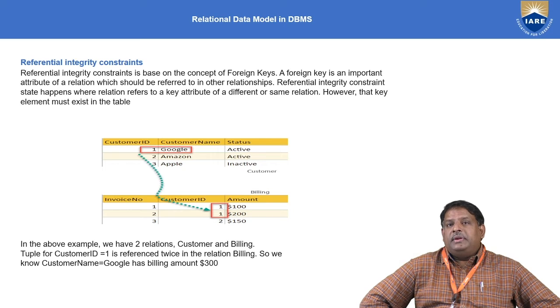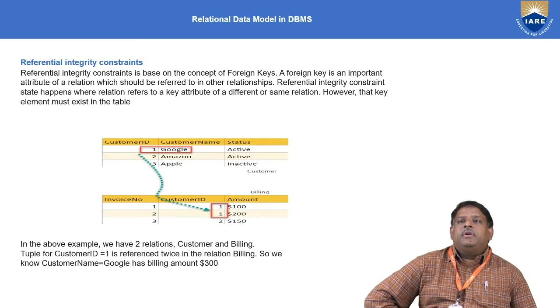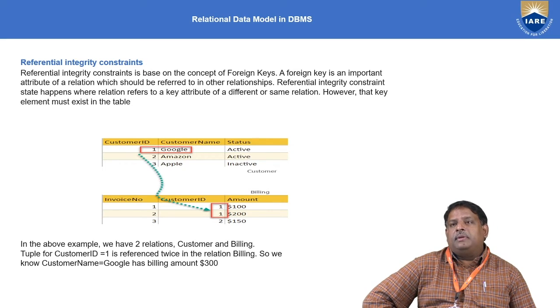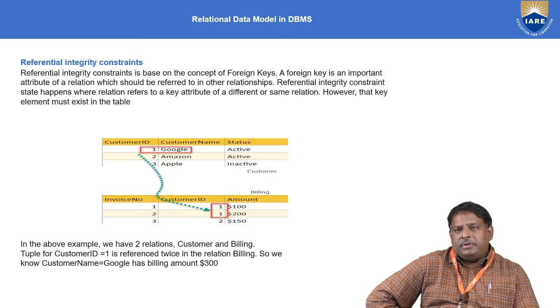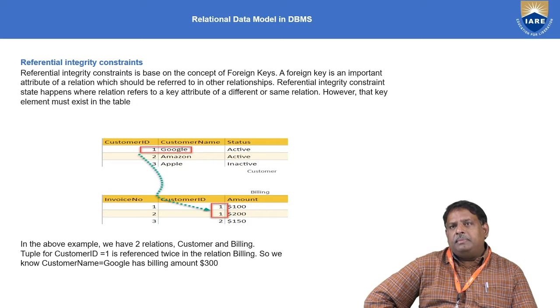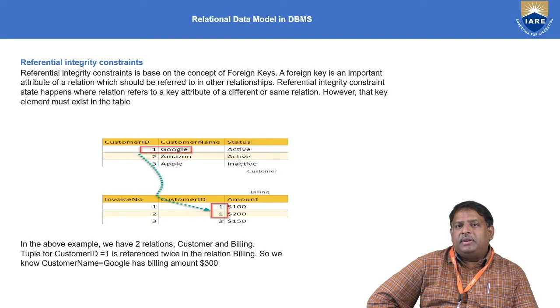The referential integrity constraint states that a key attribute in one relation must refer to a key in a different or the same relation. However, that key element must exist in the table. It is nothing but a foreign key, and it refers to a different or the same table. The key should exist in the table. Okay, let us see an example.